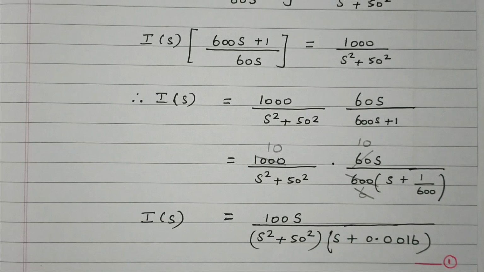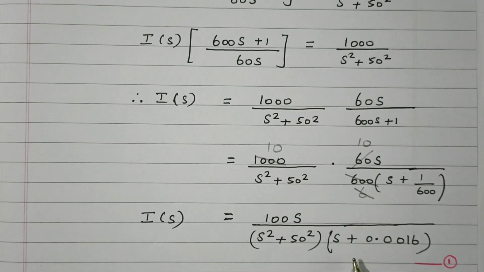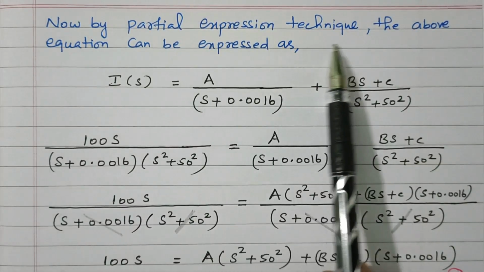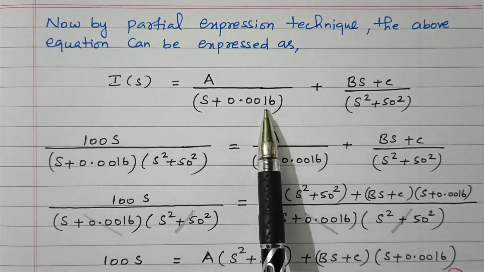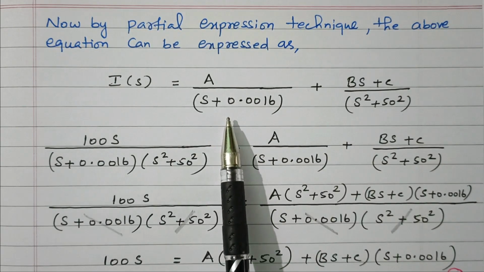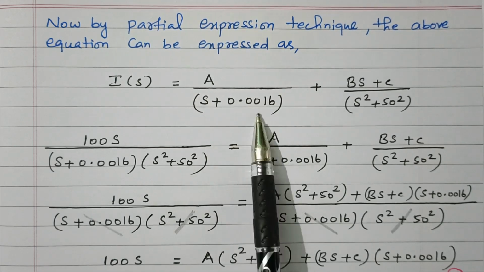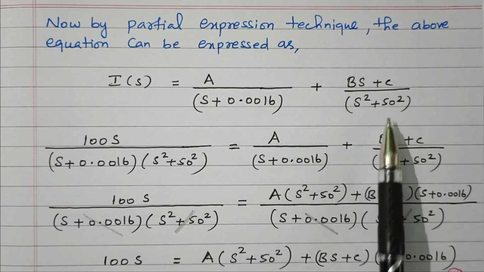Now we need to go for the inverse Laplace, but we cannot take the inverse Laplace of this form. So we need the partial fraction technique. After partial fractions we can take the inverse Laplace. By the partial fraction technique the above equation can be expressed by splitting the term, which is the main aim so that we can easily take the inverse Laplace. A divided by s plus 0.0016, this is one term, plus Bs plus C divided by s square plus 50 square.